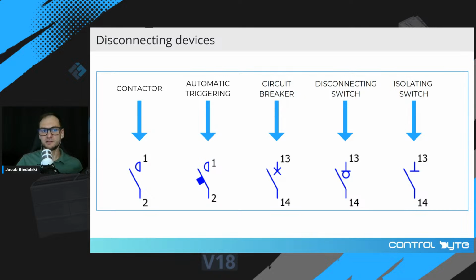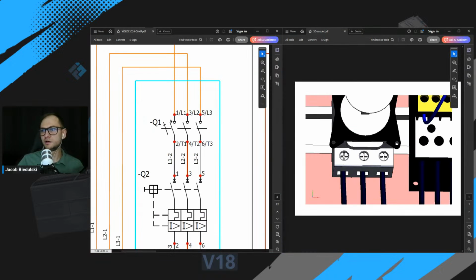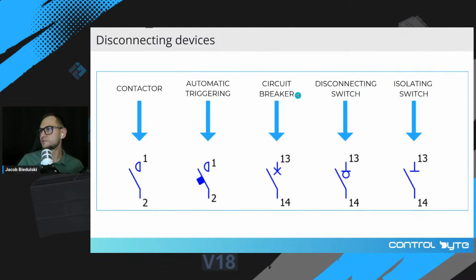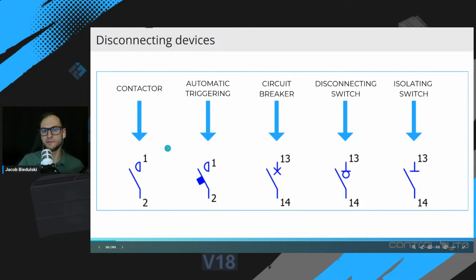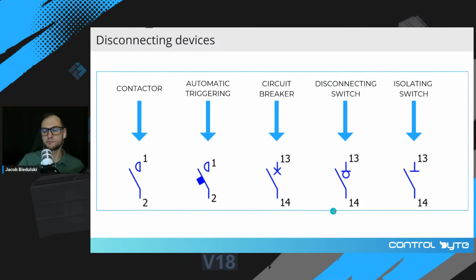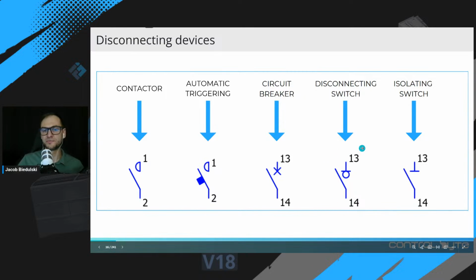Okay. So in our schematic, we have a symbol of a disconnecting device, but in your daily work, you will find different disconnecting devices with different symbols that differ in function, okay? So in our schematics, we started with a disconnecting device. This is the main switch of our pallet wrapping machine. And this is this particular symbol that you can see here.